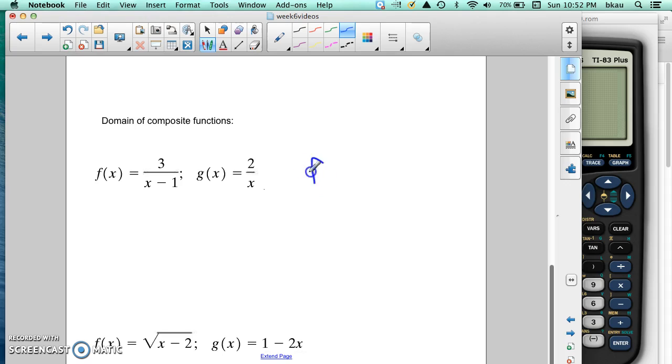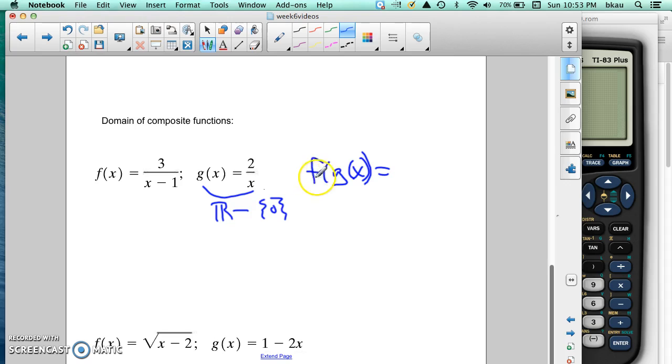So if I'm looking at f of g of x here, and we're looking for the domain of this function, g of x has to be defined here. So we have to look at what defines this, what's our domain of this function. So our domain here is all real numbers except 0. So that's going to be part of our domain of a composite function.